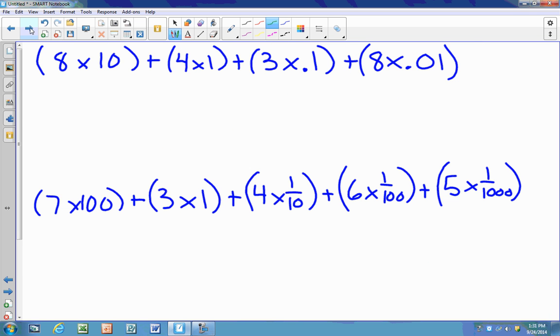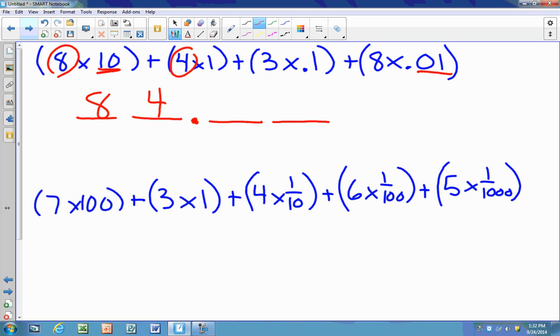Next, sometimes again, you have it in expanded form. You have to turn it into your standard form. So I again look at my largest place value, which is tens. And there's my decimal. And I look at the smallest place value, I go out to 100ths. So I have an 8 in my tens place, a 4 in my ones place, and then I have a 3 in my tenths place, and I have an 8 in my hundredths place.